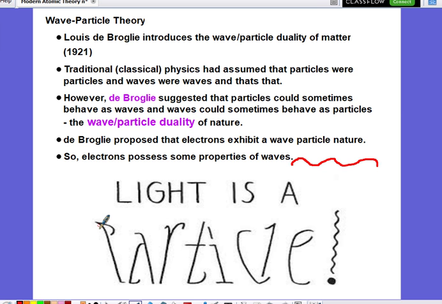I'm always curious as to what people see down here. A lot of people see light is a particle, P-A-R-T-I-C-L-E, and then other people see light as a wave. And it's a fancy little way of saying it's both. And then this exclamation point is showing a wave, but it's also showing a dot, like a particle. So it's kind of representing both ideas, that light can be both.